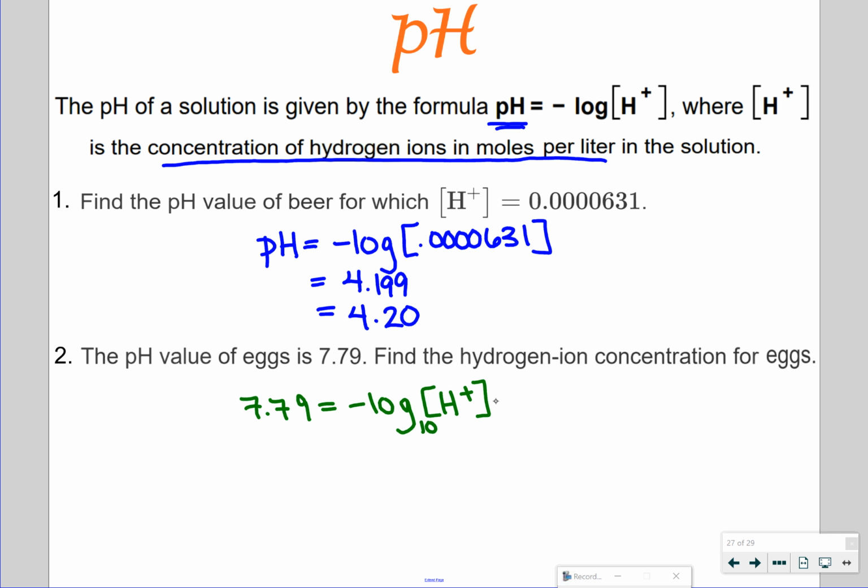To solve for something that's inside our log, the first thing we're going to do is get that log alone. So I'm going to divide by the negative first, or multiply both sides by a negative. It's going to make it negative 7.79 equals log base 10 of H positive. Okay, from there, once you've got your log alone, you can write with exponents.